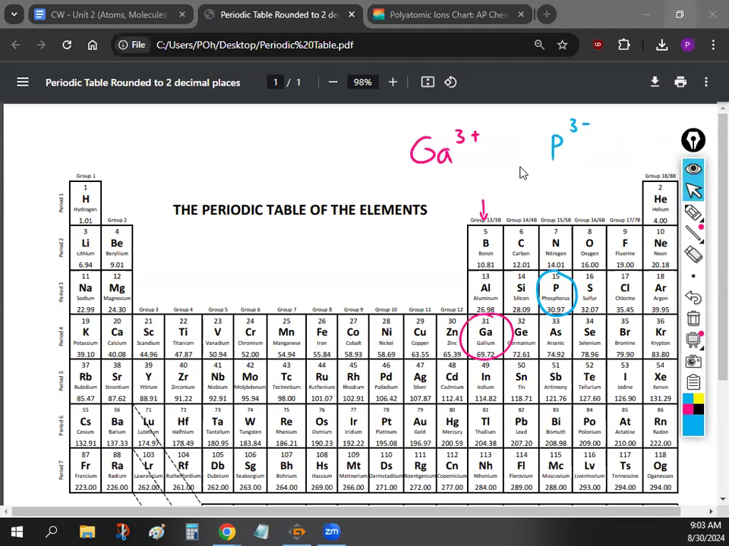Just to let you guys know, the ones down here get a little bit complicated, but we don't really look at those. And usually if we look at ions from that section right there, the charge is given to you, so you don't really need to worry about that. But just be aware, the ones down here don't really follow that pattern. The ones up here will. Okay.